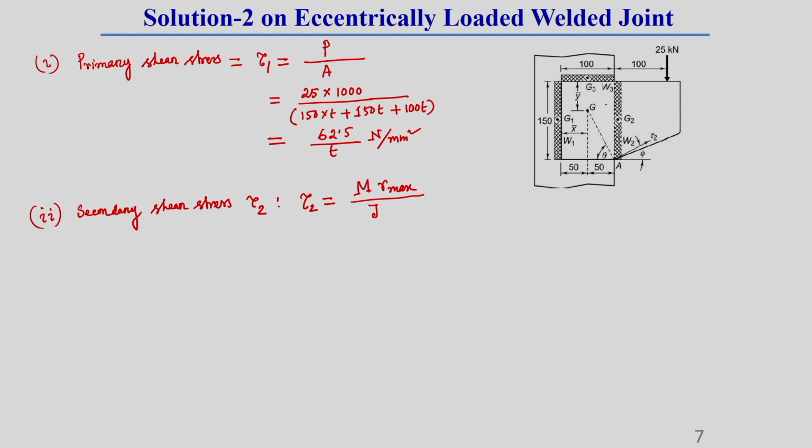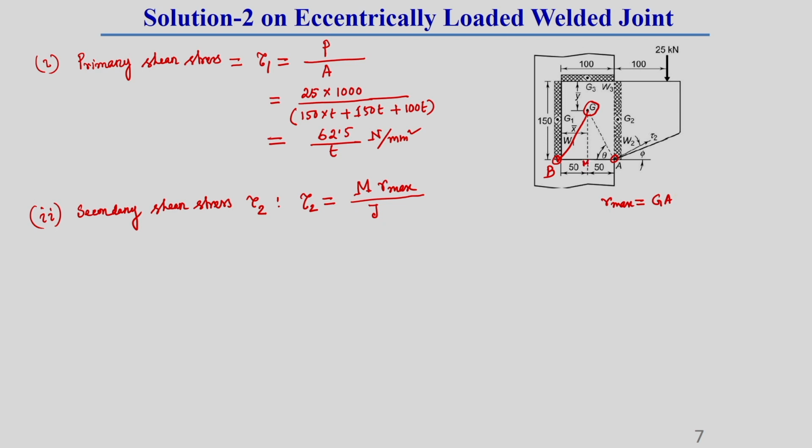Here you can see G is in this location. So, the farthest location of weld is either this point or this point. Because this G is midway of this horizontal weld length, the farthest point is either this A or B location. Let us consider that the farthest location is A. So, if the farthest location is A, R max will be your GA. GA we can easily find out.